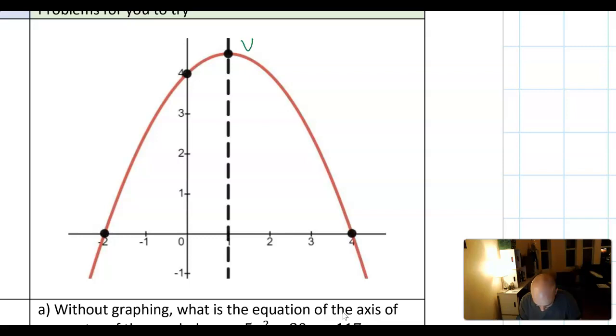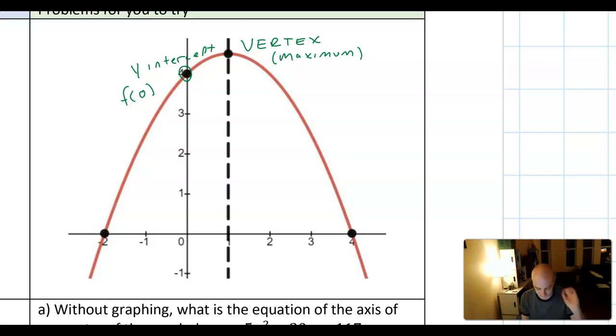So this point at the top is going to be the vertex. In this case, the parabola is opening downward, so the vertex is a maximum. This point right here is the y-intercept, which can also be found by inputting f of 0, that is plugging in 0 for x. And these points down here are the x-intercepts, or I will most often call them zeros. And these can be found by finding the x values that make f of x equal to 0.